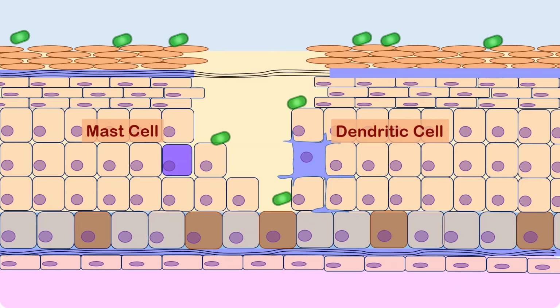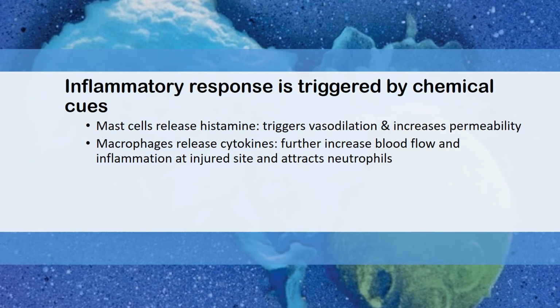As those bacteria then begin to grow and populate the wound, the presence of those pathogens is now detected by the dendritic and mast cells. The dendritic and mast cells will then initiate the inflammatory response through chemical cues. In the case of the mast cells, these chemical cues are going to be histamines, which triggers vasodilation, or opening of blood vessels in the area. This increases blood flow to the area.